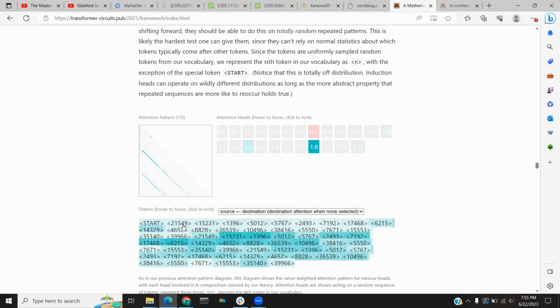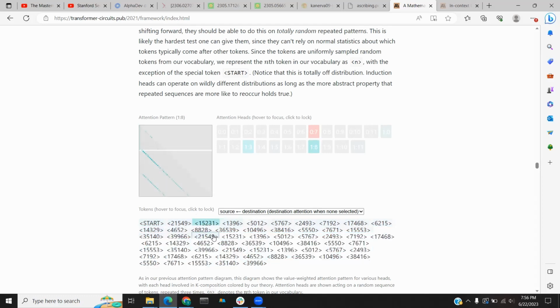And this is the example where they did gibberish. So they didn't even bother showing you what the letters of the different tokens were. They just said, this was token 21,549, and then token 15,231. But you'll see that, for example, 21,549, 15,231 repeats. There's a 21,549, 50, right? So they made sure there were repeats, even though it was just gibberish tokens.